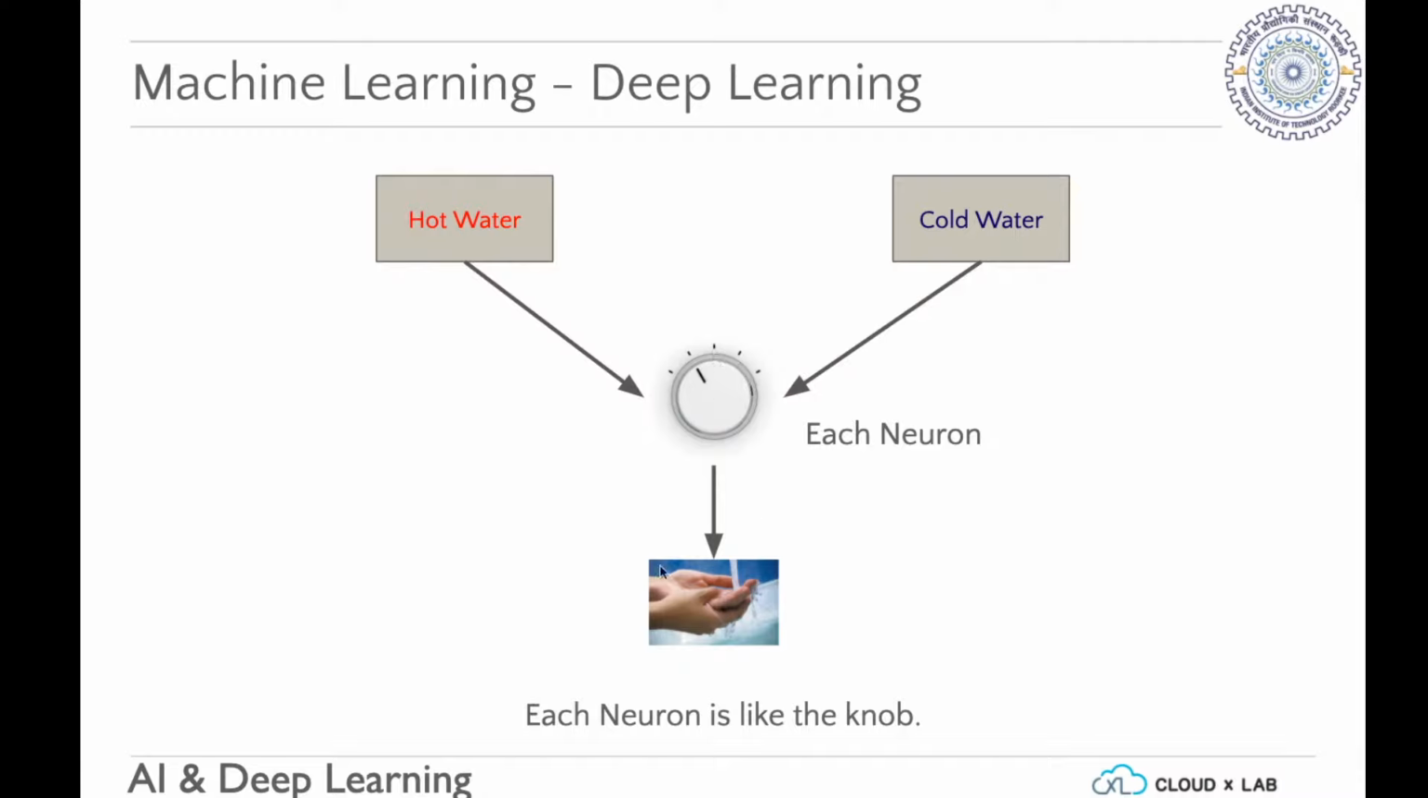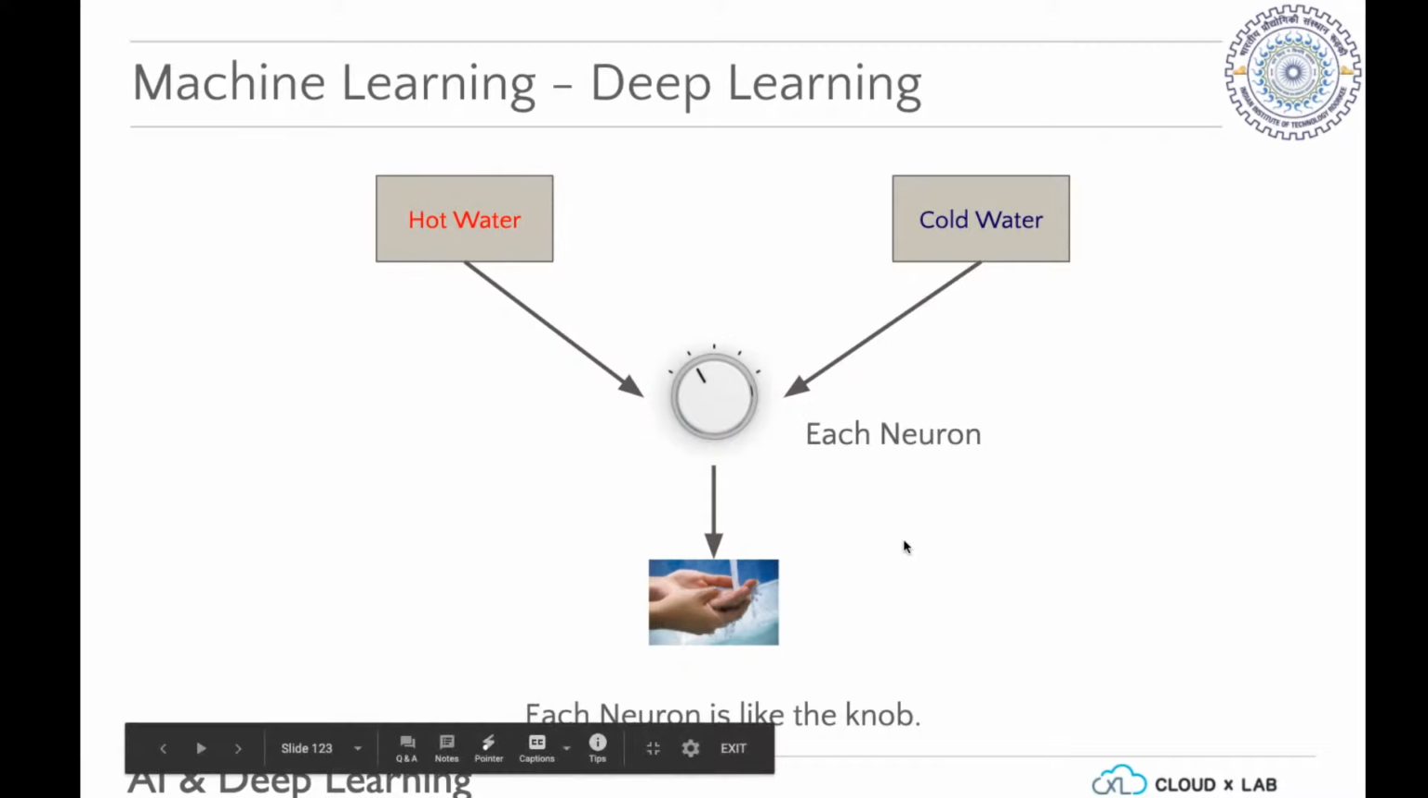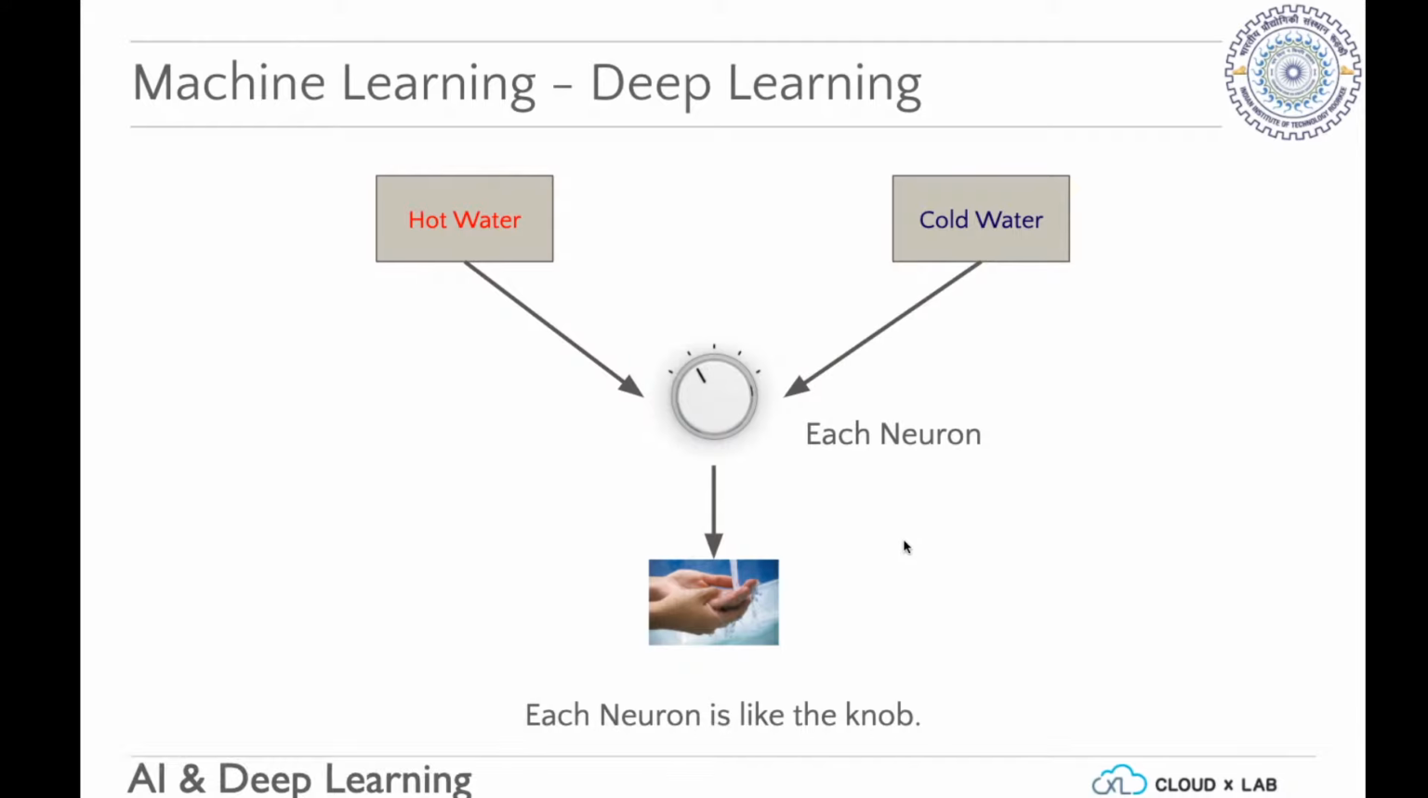So what is really happening here is learning. This is the simplest form of learning. This is what is implemented in deep learning. So it's basically like turning a knob. One input is your hot water, one input is your cold water. You know that you like to have the temperature around so much, and you would keep adjusting the knob to get the optimum temperature.